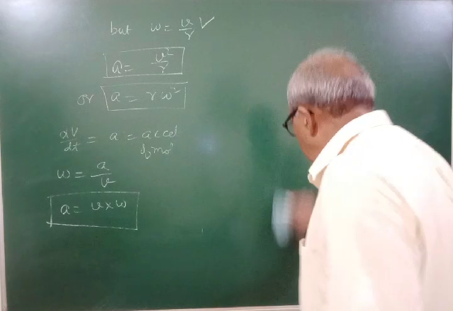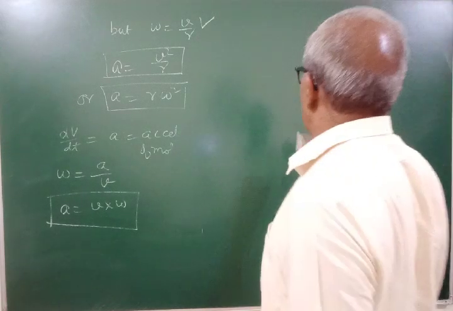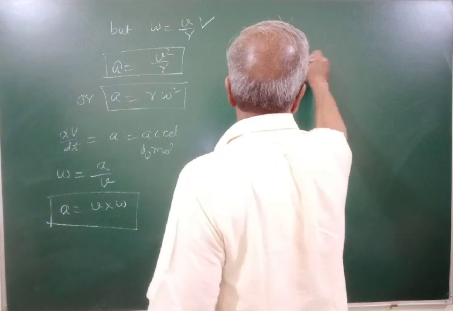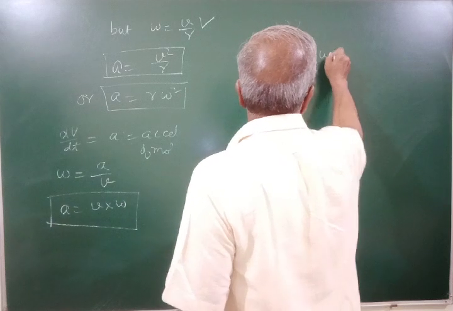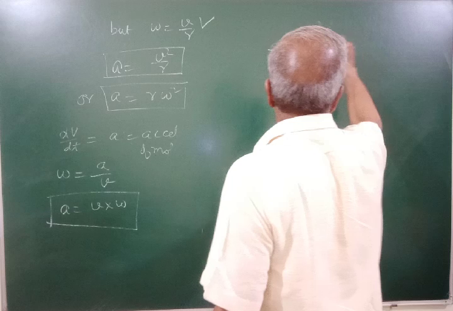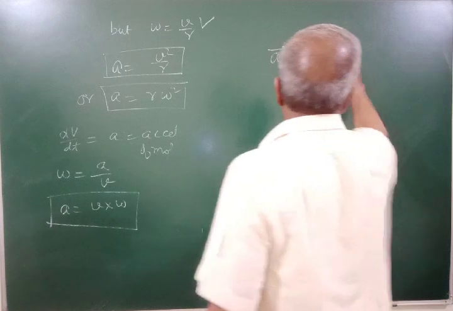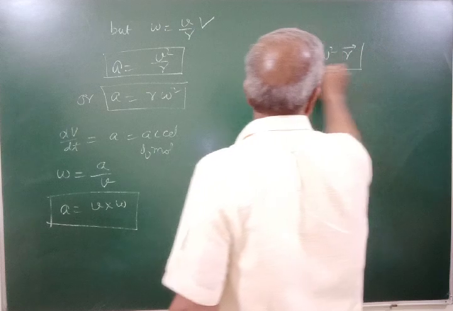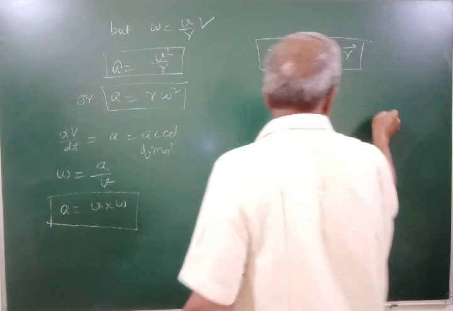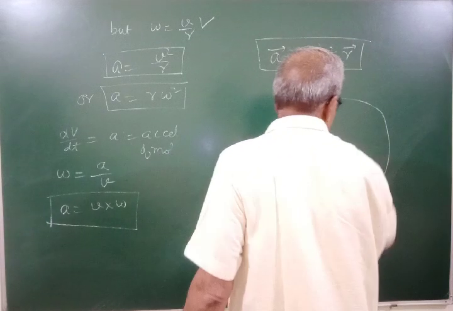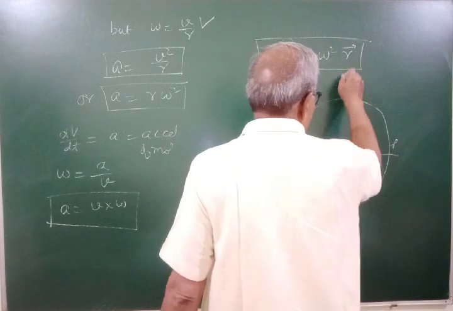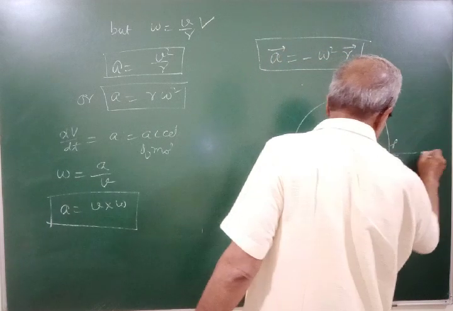In vector form, how can we write it? Vector a, directed towards the center, equals minus omega square into vector r. Vector r has direction. Listen to me carefully again, I am drawing the diagram. Point P is there, with the position vector taken along the positive x-axis.